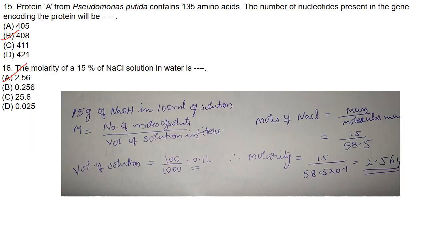Then protein A from Pseudomonas putida contains 135 amino acids. The number of nucleotides present in the gene encoding the protein will be. So one amino acid is coded by 3 nucleotides. So 135 amino acids will be coded by 135 into 3, that is 405 nucleotides. And these are the coding regions without stop codon. So you have to add 3 to the final answer, that is 405 plus 3. Sorry, 1 stop codon will be 408 base pair. So the answer is option B.